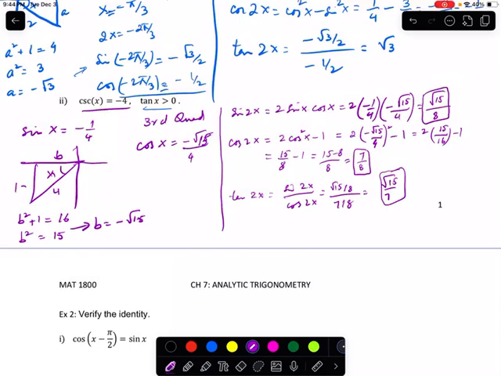Hello. So I hope you guys were able to do this example. Cosecant x is equal to -4 was given, and other information was that tangent of x is greater than 0. So we found out that the sine of x will be -1/4 because cosecant was -4, so -4/1.